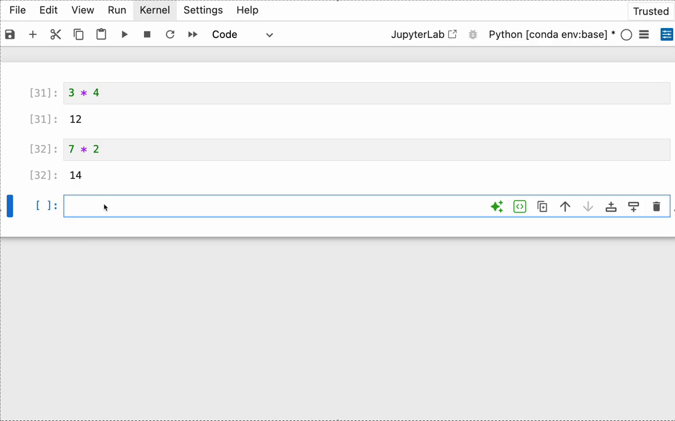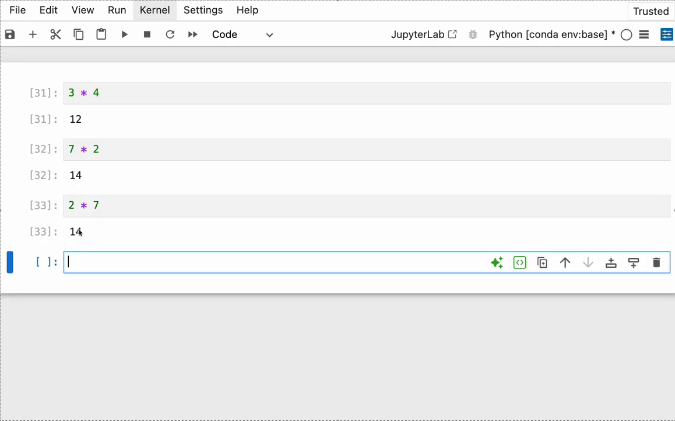That's for the very basic multiplication. And of course, you already know that the order doesn't matter. So if I change it the other way, we should still get the same thing as well. If I do something like 2 multiplied by 7, I'm just turning these the other way around, and then I run it, we still get 14. So the ordering doesn't matter in multiplication.